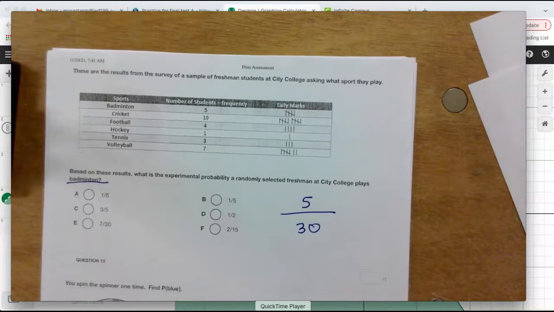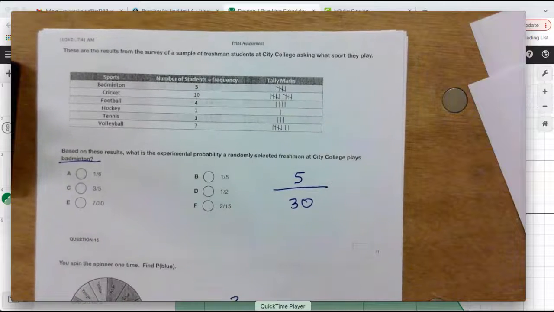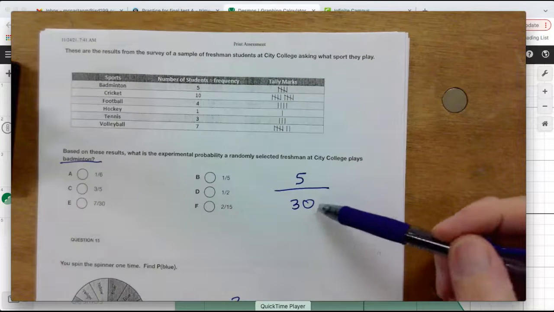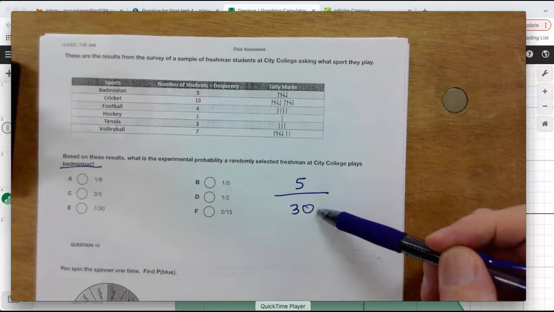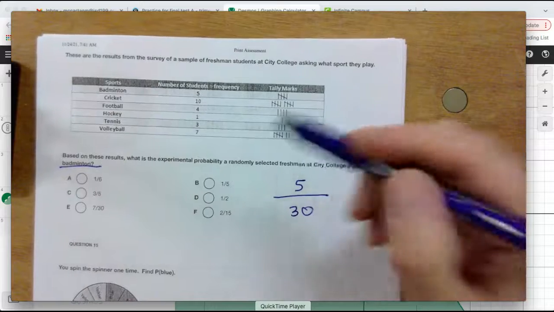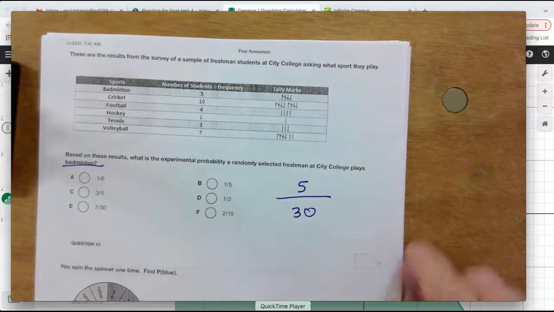All right, guys, this starts probability. Remember, probability is a fraction. The bottom number is all the total possible outcomes. That's all these numbers added together. Then I'm just going to select somebody. There's 30 different things I could select.